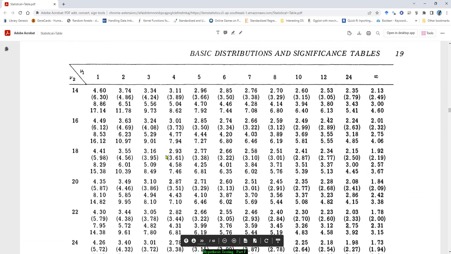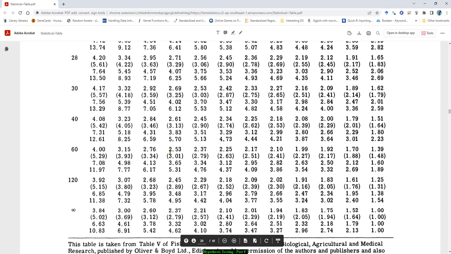102, kita turun bawah. 102, where is 102? We don't have 102 here, right? We have only 60, 120, infinity. So what we can do is, we can take the average of 60 and 120, right? So kalau kita ambil average, 60 and 120, kita akan dapat dalam 90.